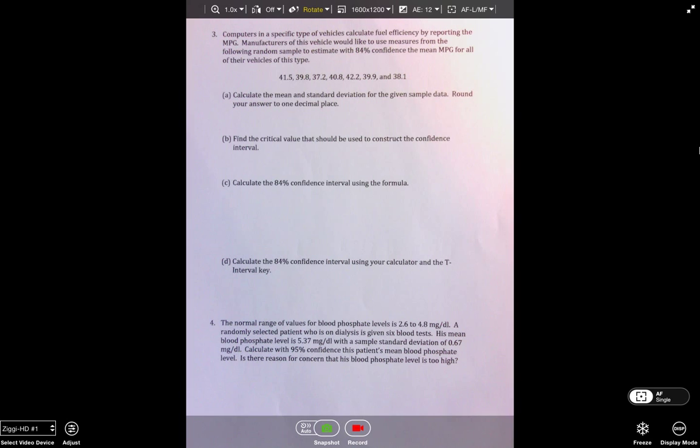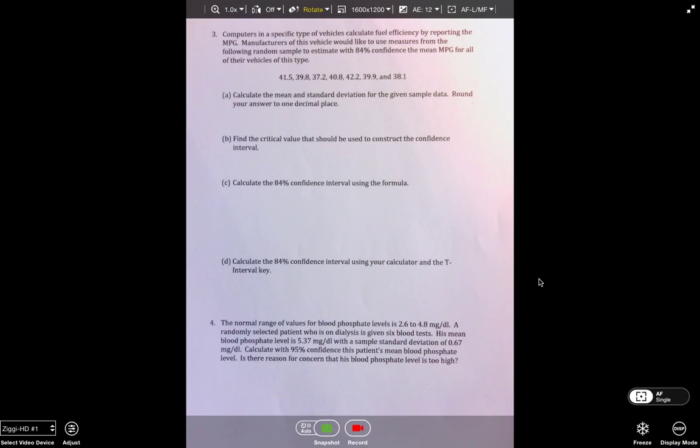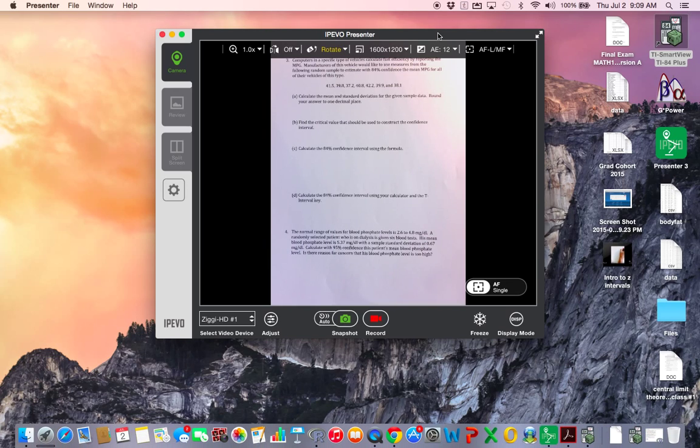So part A says calculate the mean and the standard deviation for this sample. Well, guys, that's going to be easy. All right, so you may want to pause and write these numbers down. I'll tell you what I'll do. Let's do some fancy stuff here.